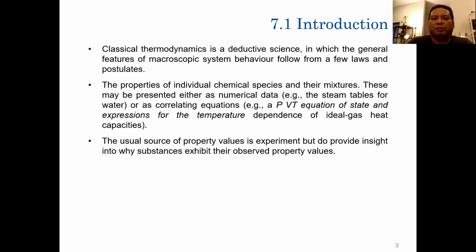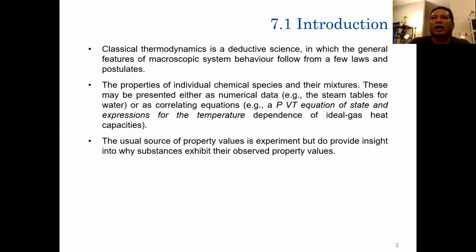And the usual source of property values is experiment, but they do provide insight into why substances exhibit their observed property values. So basically, we use the PVT to find the data, right? And then we compare it to experimental values. Okay, so if the correlation is more than 75%, then we can believe that our equations are reasonable, okay, right? So we can generate that.